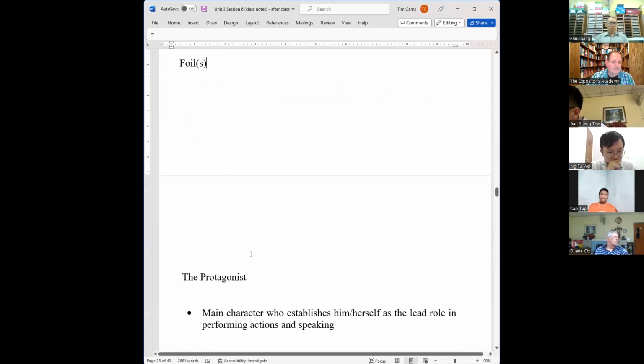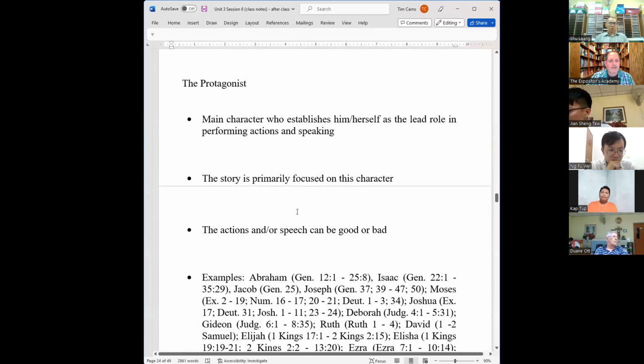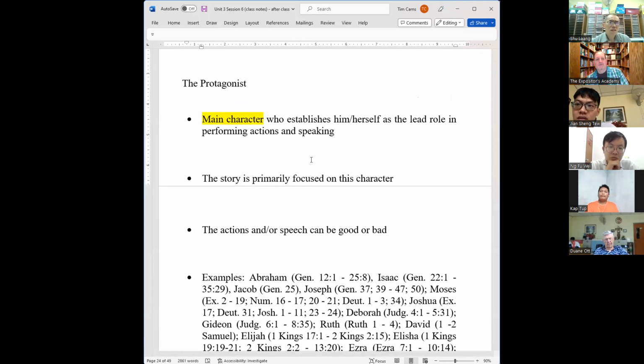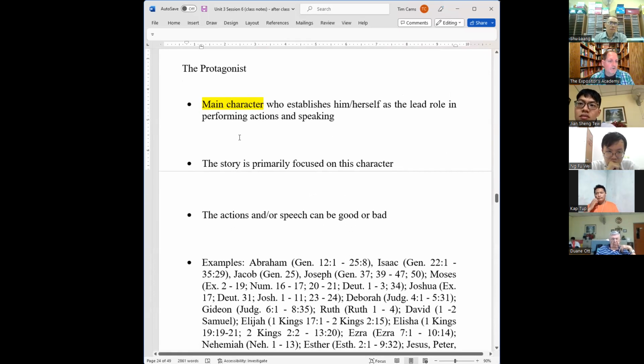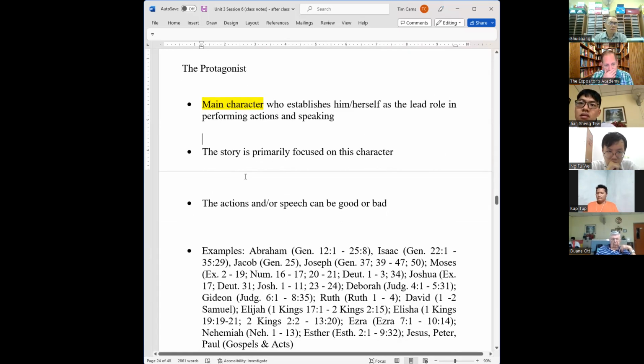Okay, so as we think about each of these, the protagonist, right? He or she is the main character. They rise up as being the key focus of the story. So in John 1, who's the protagonist? Who's the main character? John. All right, John's the author, the narrator. The main character in the story of John 1 would be Jesus, of course, right? The story's primarily focused on the protagonist, the main character.